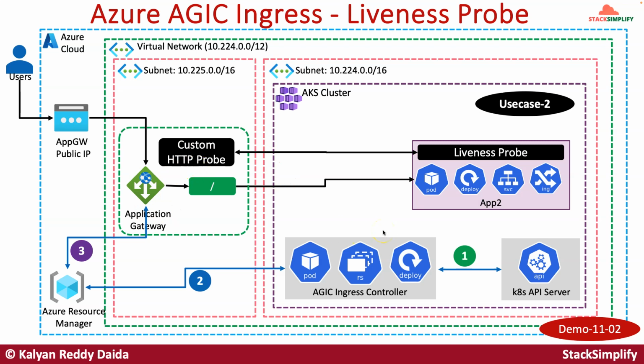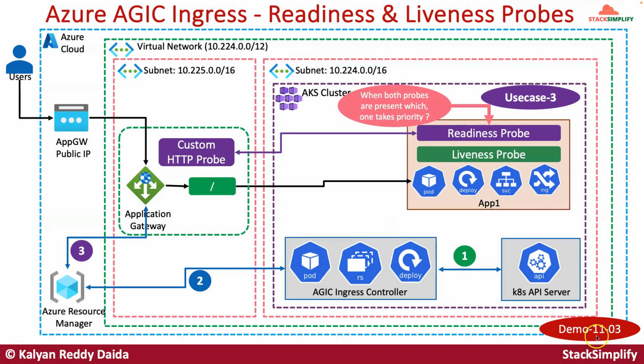And after that, we'll also go to use case 3 for demo 11, which is when Readiness probe and Liveness probe are defined, which one takes the priority to create a custom HTTP probe in application gateway. So the priority is that Readiness probe will have the highest priority. So whatever the content present in Readiness probe, those will be used inside this custom HTTP probe.